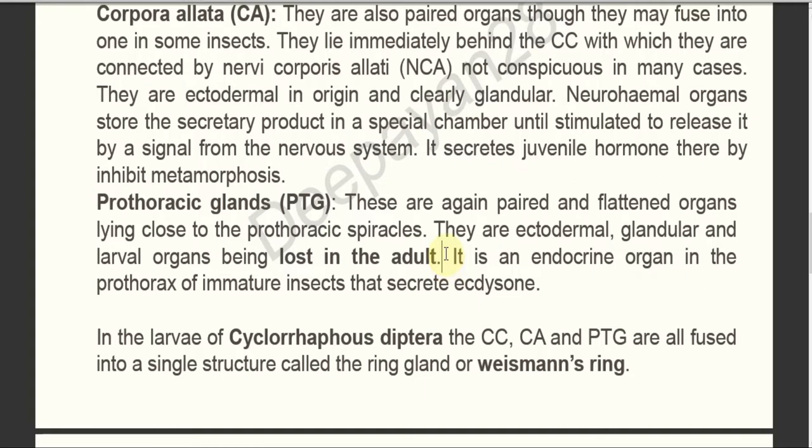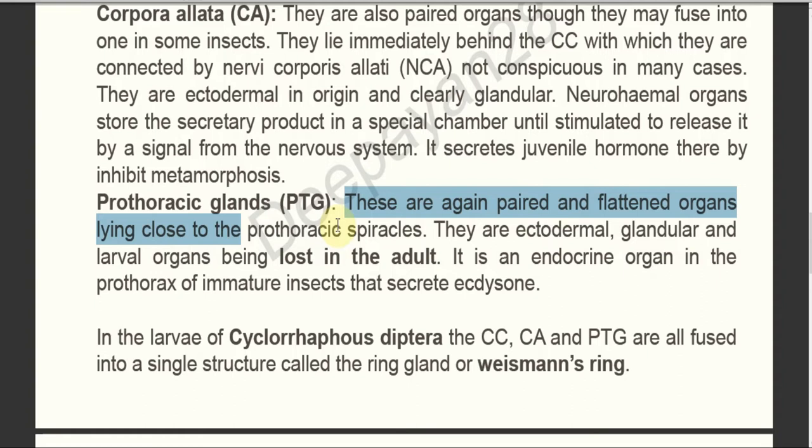Hyperneustic, yes or no, in case of your Diplura, Japyx, yes or no, only they have spiracle in the prothorax. In other cases, meso, meta and 8 abdominal segments. Yes or no, 10 pair of spiracles will be there, some exceptional cases. Okay, so in most of the insects, near that region where spiracle should be there, your prothoracic gland will be there. Clearly understood? Yes, sir. Yes or no?